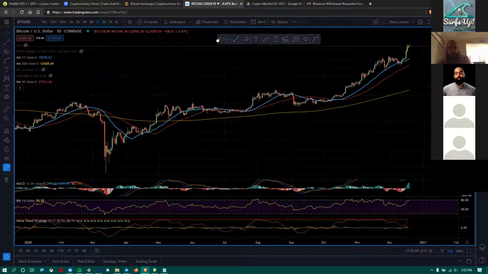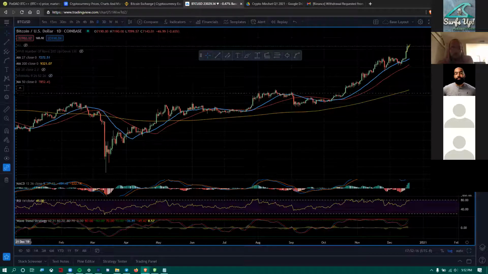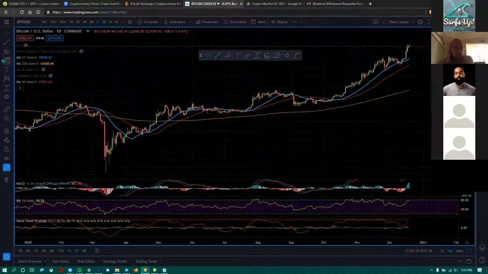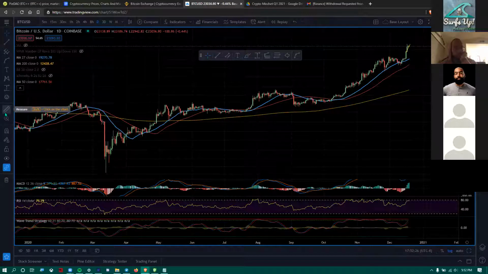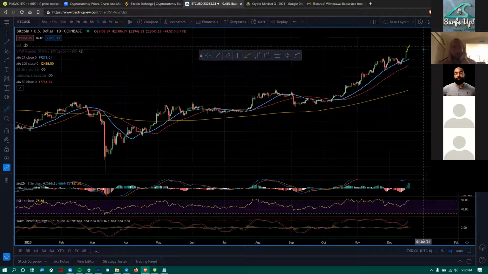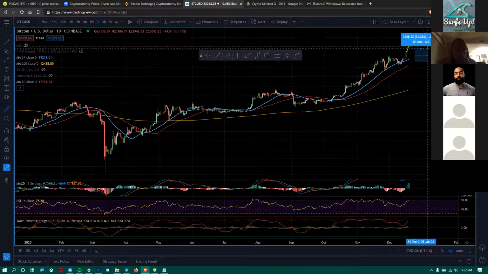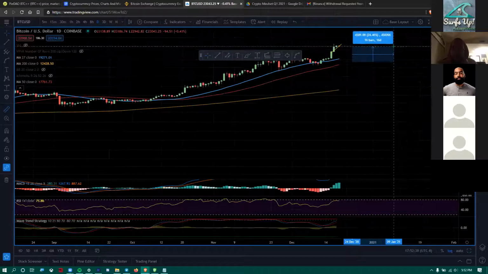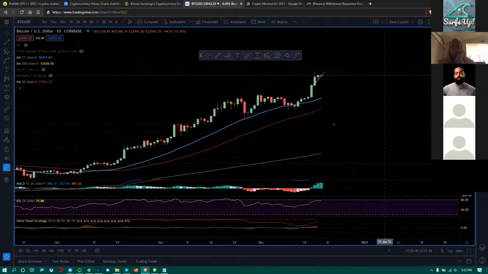So if you see right here, I have a toolbar. This is my favorites toolbar. It houses all your tools here. If you ever want to measure, I'm going to start with this one. This is your measuring tool. If you ever want to measure a percentage move, like the other day when Bitcoin started to take off, we didn't get a 24% increase, did we?